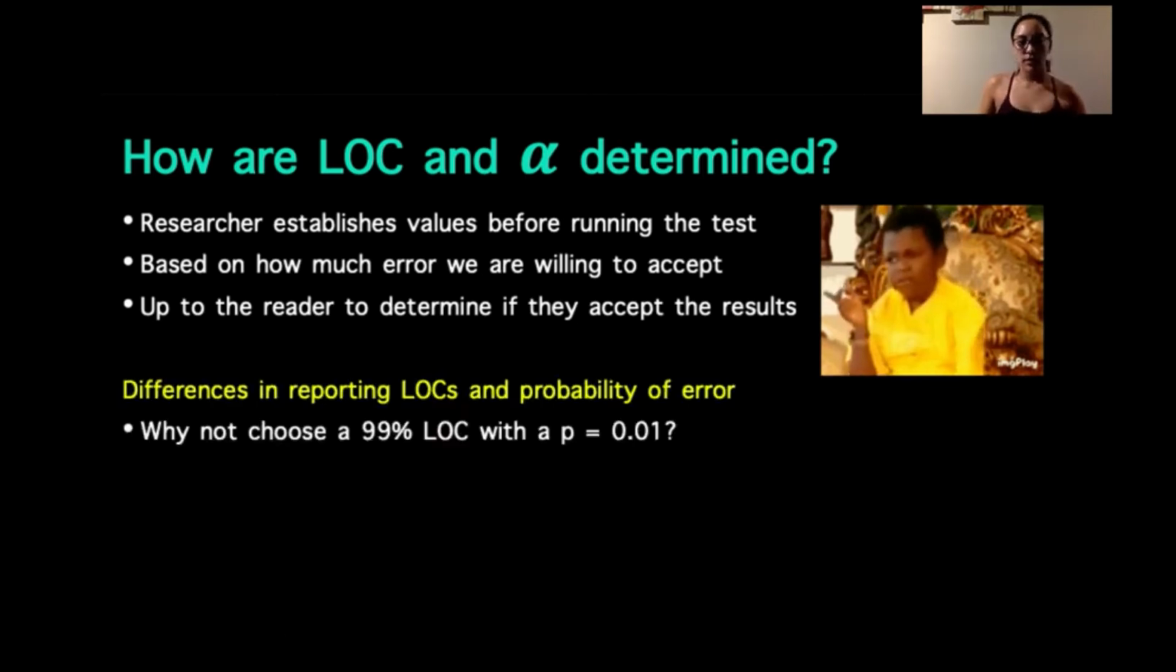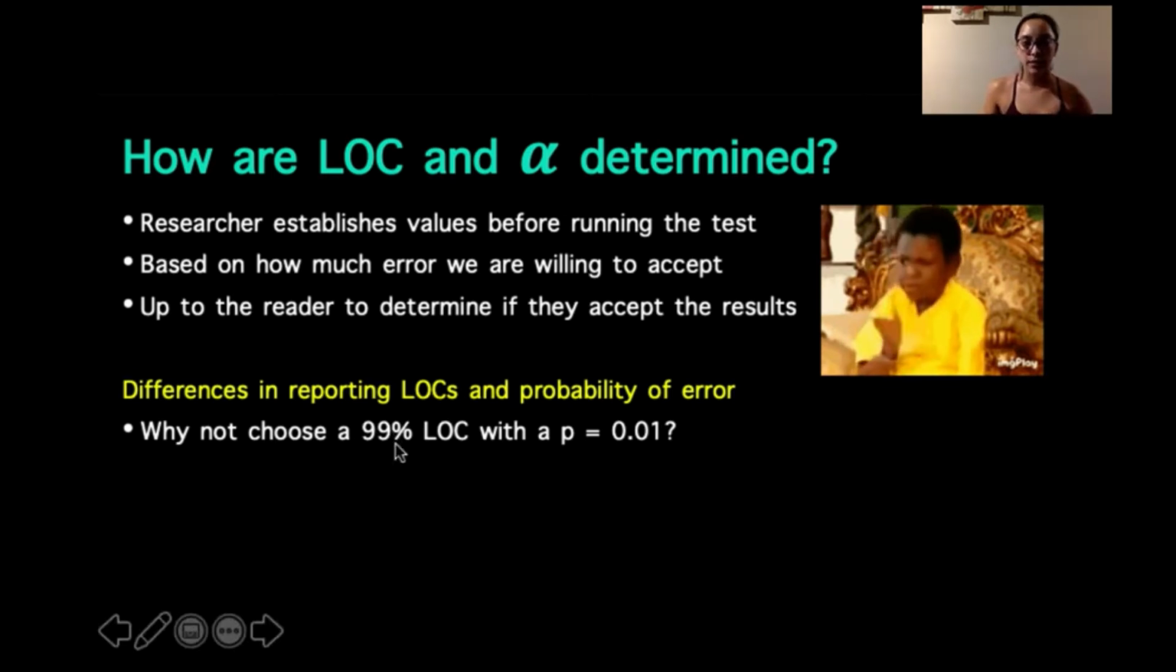Differences in reporting levels of confidence and probability of error. If we always wanted to be super, super precise, why not choose a 99% level of confidence with a p-value of 0.01 or a 1% chance of error?